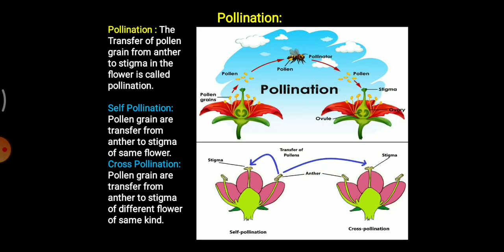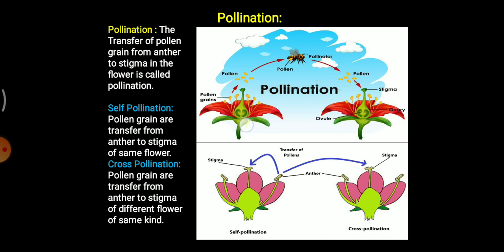Now let us see what exactly we mean by pollination. As I told, the reproductive part of a flower is the stamen. The stamen consists of an anther. This anther has a small pollen grain, a small yellow portion. So this is nothing but a pollen grain.